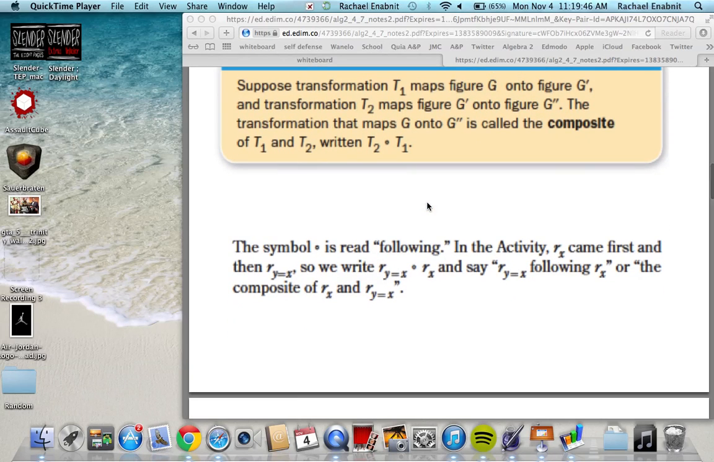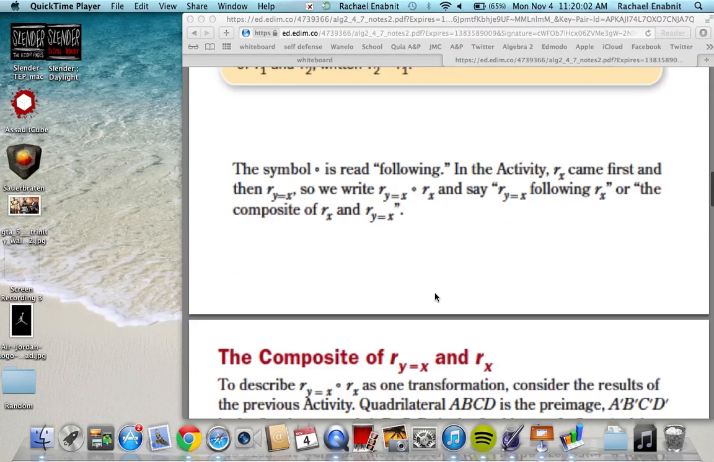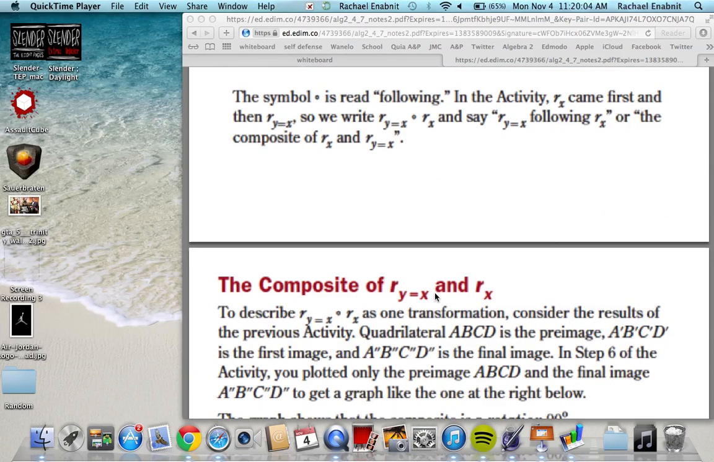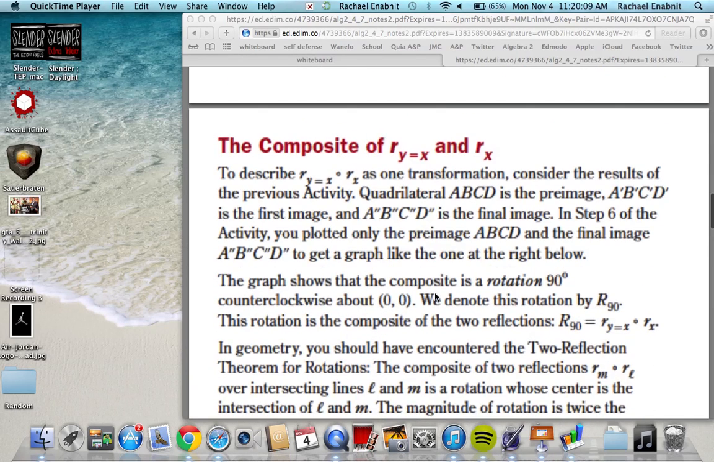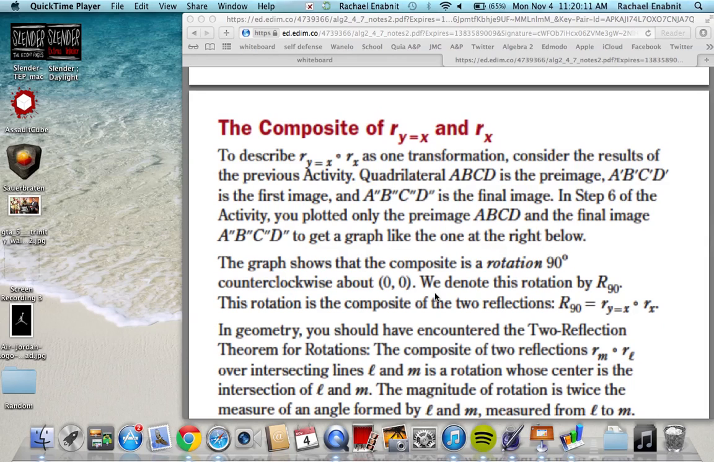The symbol, the circle right here, is read "following." In the activity, Rx came first and then R y equals x, so we write R y equals x following Rx, and that's how you'd say it. Or you could say the composite of Rx and R y equals x.